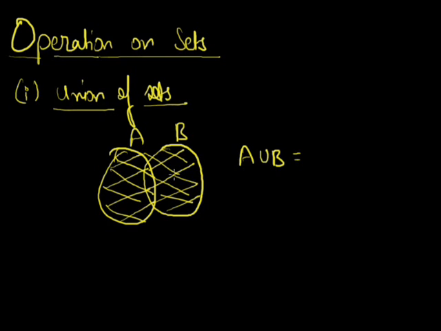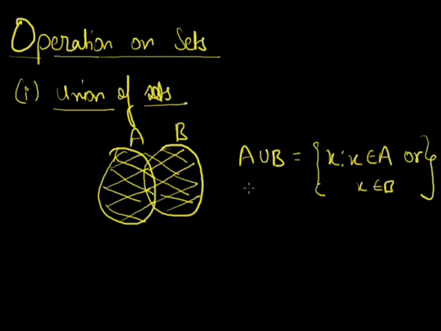So union means the whole region which is there in A and B, that total region together is considered to be the union of sets. We can represent this union by this U symbol, so we write it like this: A union B. A union B can be written as the set of X, where X belongs to A or X belongs to B. All these values of X are considered to be the union of A and B.